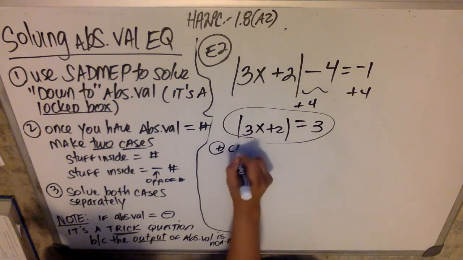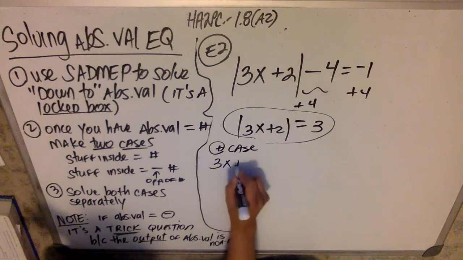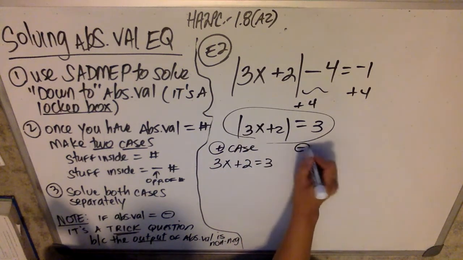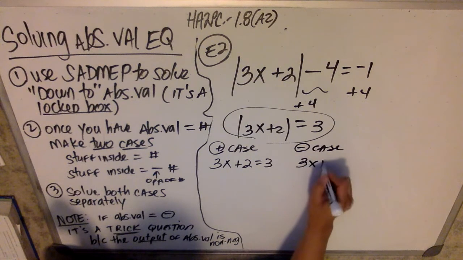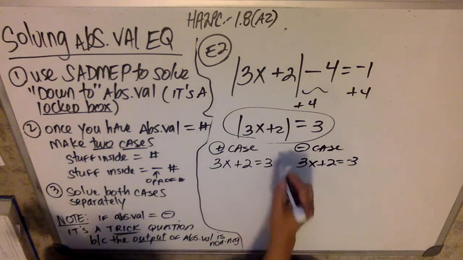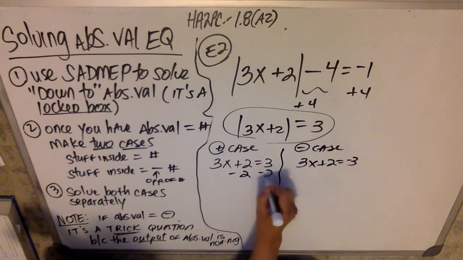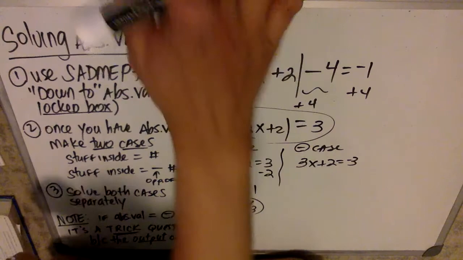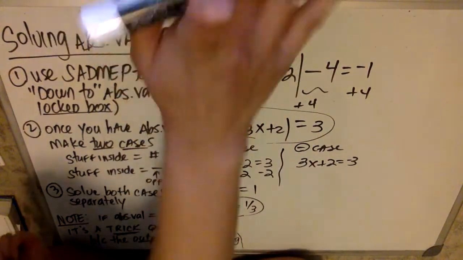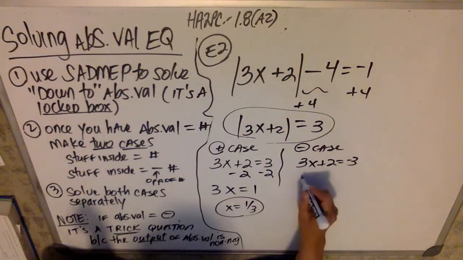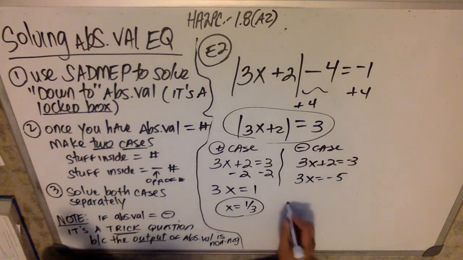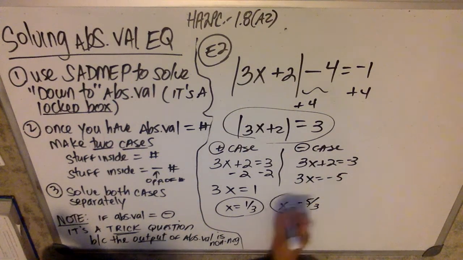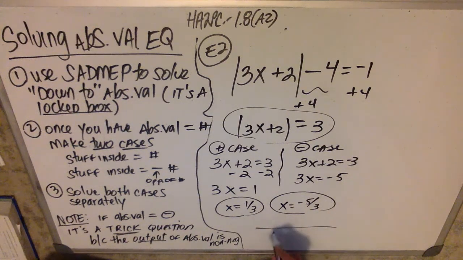So I'm going to have my positive case, that 3x plus 2 could be a 3. And I'm going to have my negative case that 3x plus 2 could be a negative 3, right? And then I'm just going to solve both of my cases. So I'll subtract the 2 and get 3x is a 1. I'll get x is a third, right? That's one of my two answers. All right, and if I go ahead and subtract this over, I'm going to get 3x is a negative 5. So I'm going to get that the other answer is a negative 5/3, and that's it, right? Those are my two answers. If I want to put them on a number line, here's my negative 5/3. Here's my positive 1/3. Those would be my two answers, right?